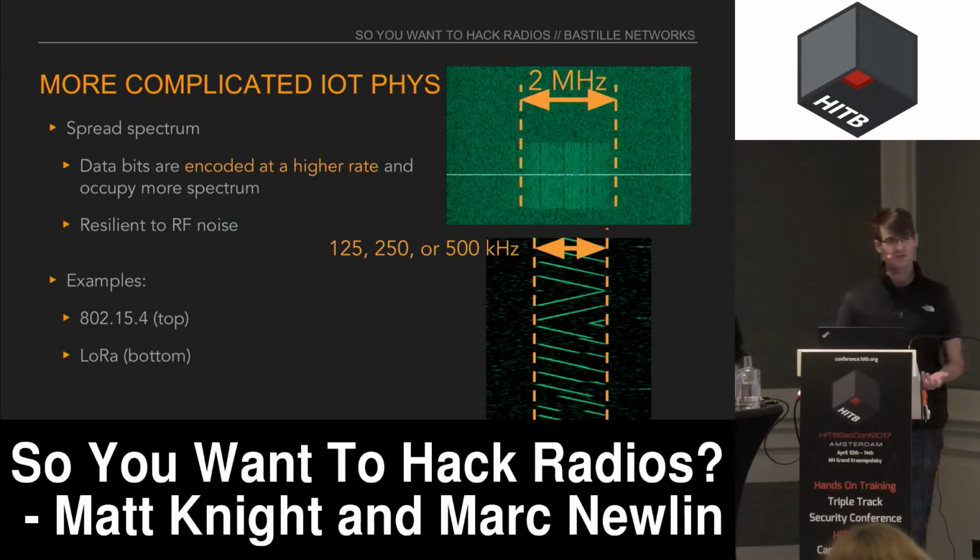Now, as I mentioned, IoT PHYs can get more complicated. You have the notion of spread spectrum, where data gets encoded at a higher rate, which causes it to occupy more spectrum, but also makes the signal much more resilient to RF noise and interference. So 2 examples of this are 802.15.4. There's an 802.15.4 packet on top there, which uses a modulation called direct sequence spread spectrum. And then on the bottom we have a picture of a LoRa packet capture. And LoRa uses a spread spectrum modulation called chirp spread spectrum.